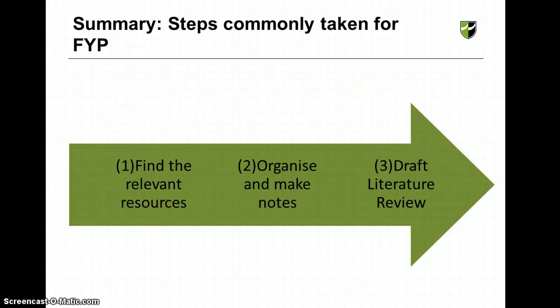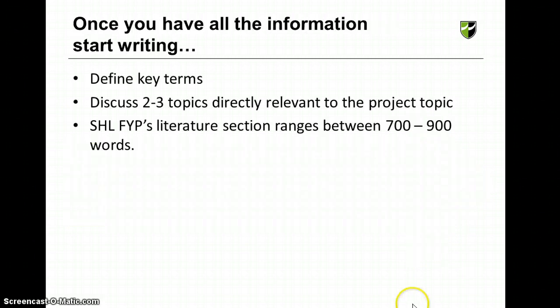So, commonly for final year project, you have to take on 3 steps to get to writing a literature review draft. First, you have to find relevant resources, which hopefully by now we have found some. Organize them and make notes. Make use of your log sheet 1, the table, to note down what you have found out from each resource. And today we're going to focus on the drafting of the literature review.